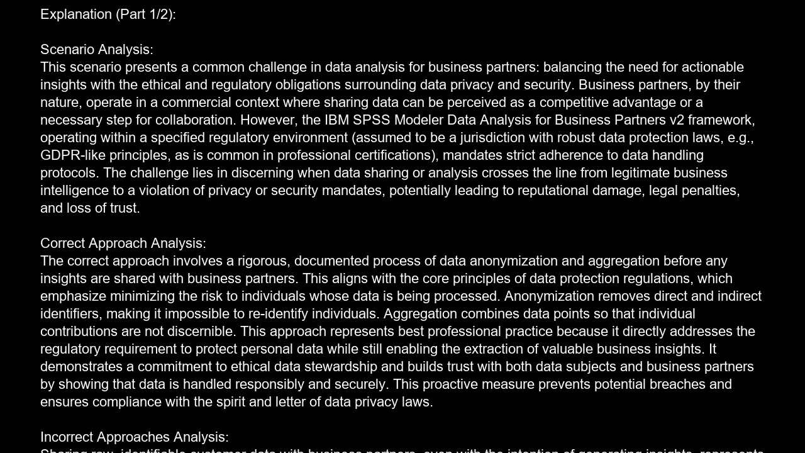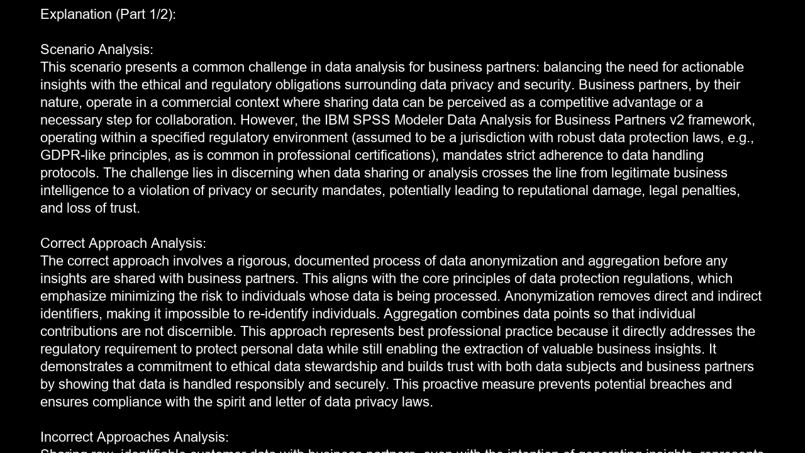Correct approach analysis. The correct approach involves a rigorous, documented process of data anonymization and aggregation before any insights are shared with business partners. This aligns with the core principles of data protection regulations, which emphasize minimizing the risk to individuals whose data is being processed. Anonymization removes direct and indirect identifiers, making it impossible to re-identify individuals. Aggregation combines data points so that individual contributions are not discernible.